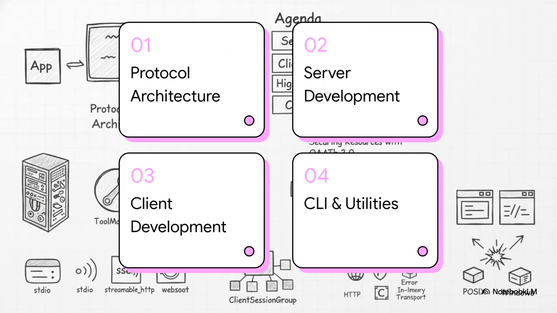Here's how we're going to break this down. First, we'll look at the big picture, the protocol and the overall architecture. Then we'll get into the nitty-gritty of the server development framework. After that, we'll flip the script and explore the client side. And finally, we'll wrap up by looking at the command line interface and some of the really handy shared utilities.